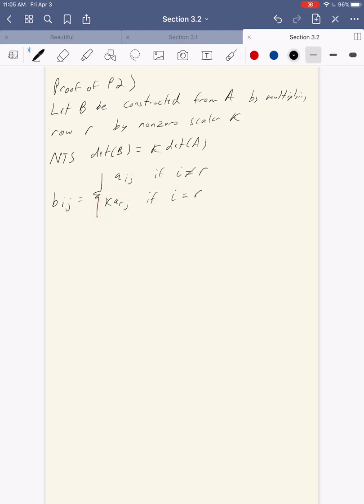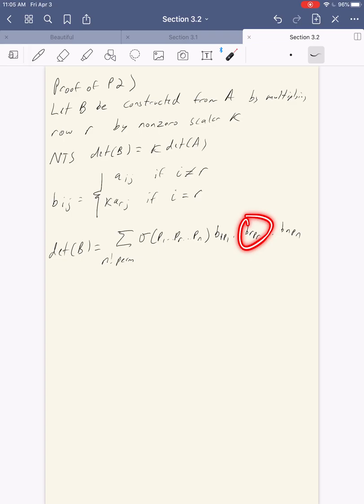All right, let's do the same approach. Let's write out the definition of the determinant of B. It is the sum over those n factorial different permutations, the sign of each permutation. Of course, this time we should keep in mind that PR is going to be important, down to Pn, and then B1, P1 down to BR, PR down to BN, PN. All these except for this one are just going to be replaced by A's, and this one just needs to be replaced by K times the A values.